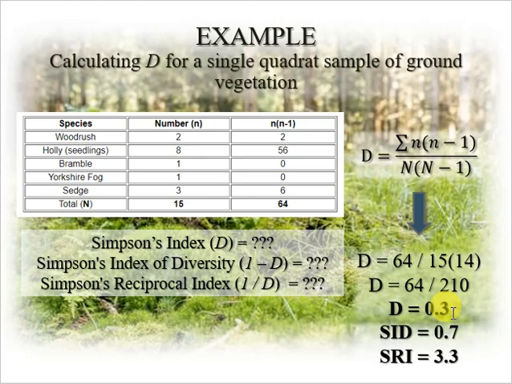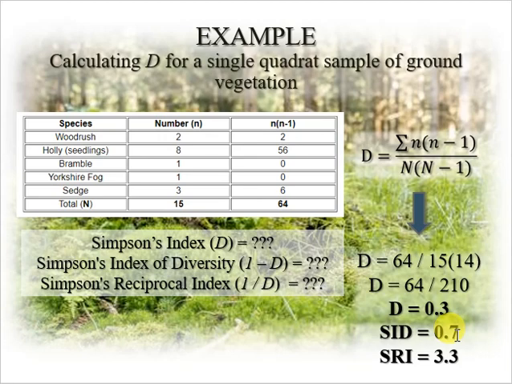0.3. So based on that, Simpson's index of diversity is 1 minus that D value. So 1 minus D, or 0.3, gives us a Simpson's index of diversity of 0.7. And then our Simpson's reciprocal index, which would be 1 divided by D, so 1 divided by 0.3, will be a value of 3.3.